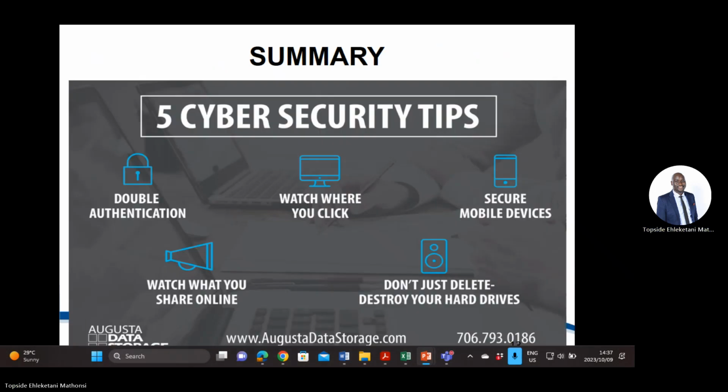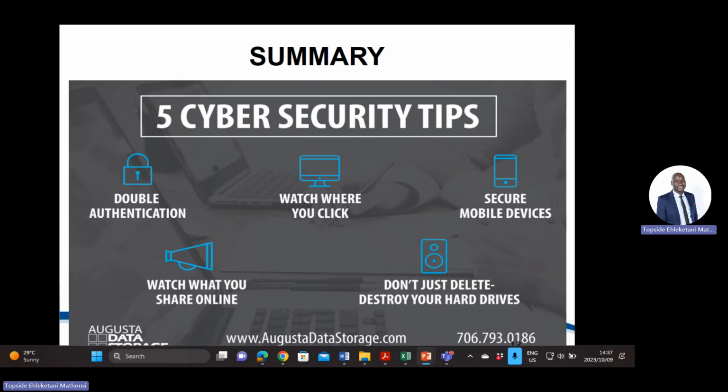So in ending our presentation, we just have 5 cybersecurity tips that we wish you to implement in your everyday life. The first one is using double authentication. Instead of using one authentication method, use 2 forms of authentication, whereby you use the password and also a biometric feature, which can be your iris, your face or your fingerprint, when you want to open certain accounts online.